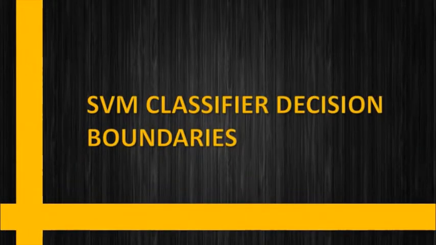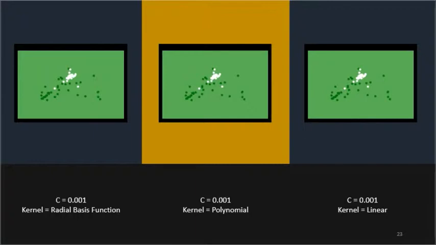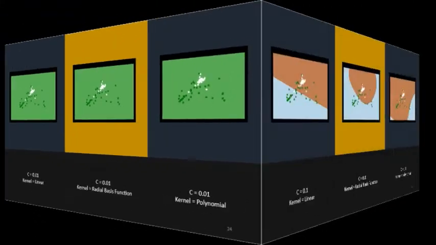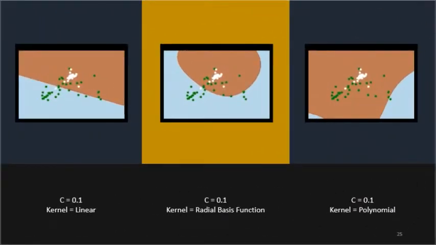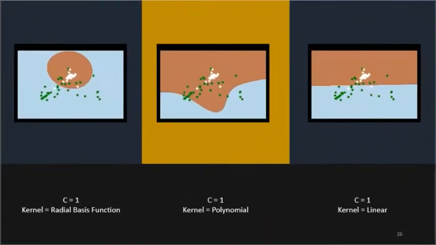SVM classifier decision boundaries. The parameters chosen are C and kernel. The values of kernel are either radial basis function or polynomial or linear. These graphs show for C equal to 0.001. These are for C equal to 0.01. And these are for C equal to 0.1. Finally, we have C equal to 1.